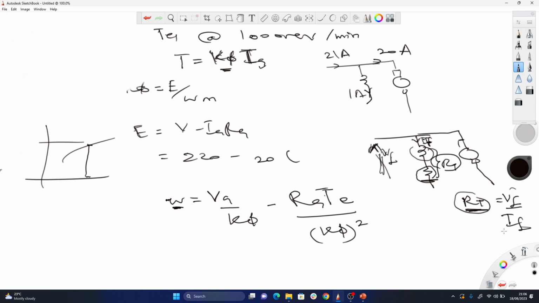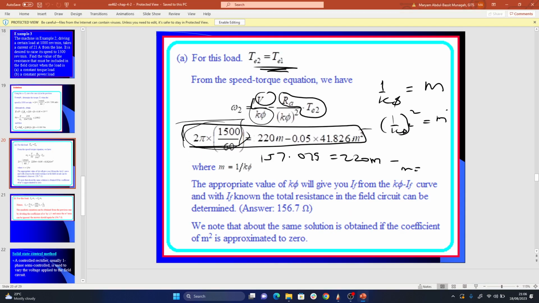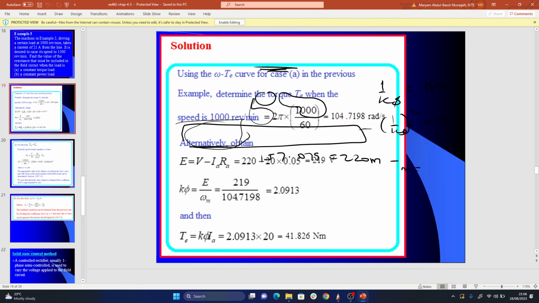R total is VF over IF. Once I have R total, I'll subtract this to get the external resistance I'll add. So that's it for that question. I'm talking fast because there's a lot to cover, so if there's something you don't get, just play back a bit and it will make more sense.